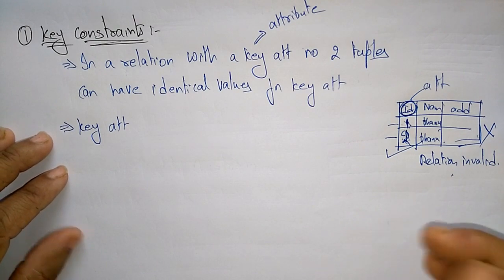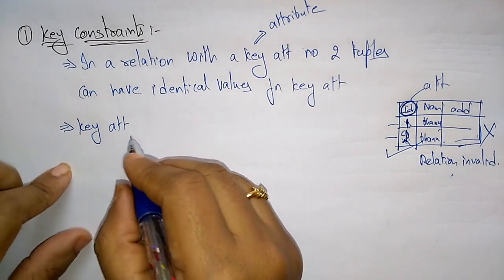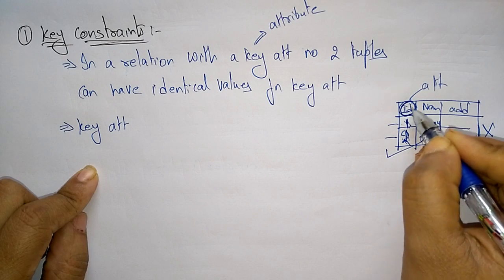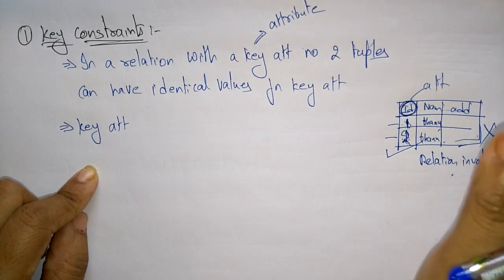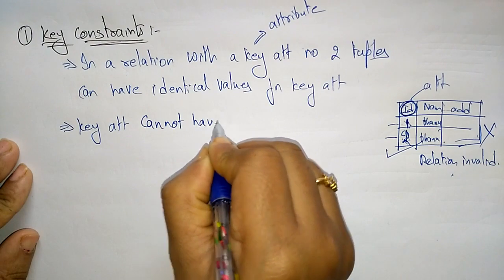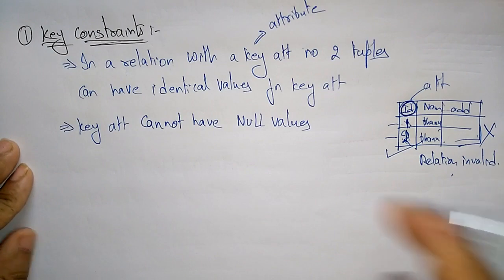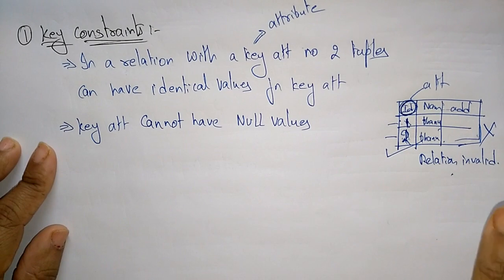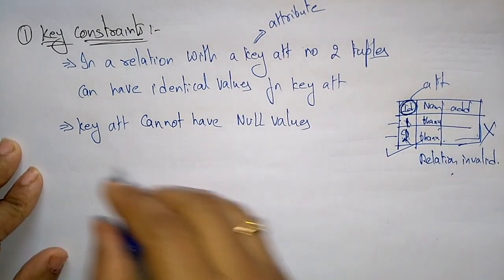So that's why I am stressing the terms: the attributes, the relation and the tuples. Okay, so next point, key attribute means this is a key attribute. These are all attributes, but in these attributes I am selecting one attribute as a key. The key attribute cannot have null values. Another point you have to remember while creating tables: the key attribute should not be a null value, a value should be there in a key attribute.